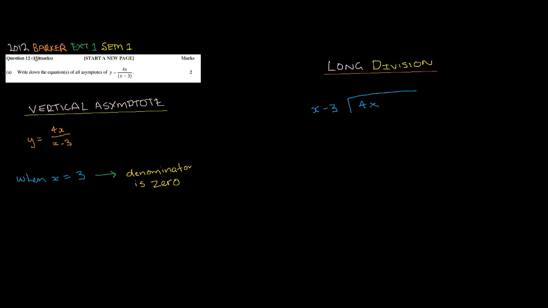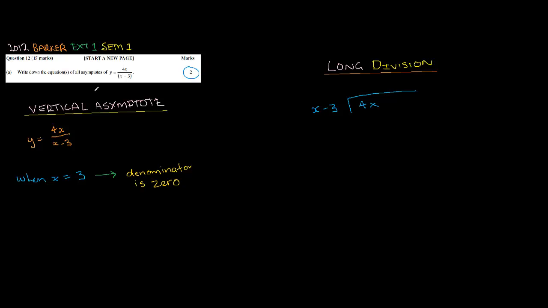Hello guys, we're continuing on with our BARKER past paper, and it was Extension 1 Semester 1 of 2012. Question 12 reads, write down the equation or equations of the asymptotes of y equals 4x over x minus 3, and this puppy's a 2-marker. So there's two concepts we're going to use in this, and I'll explain them individually and then how they relate to the question as we go.